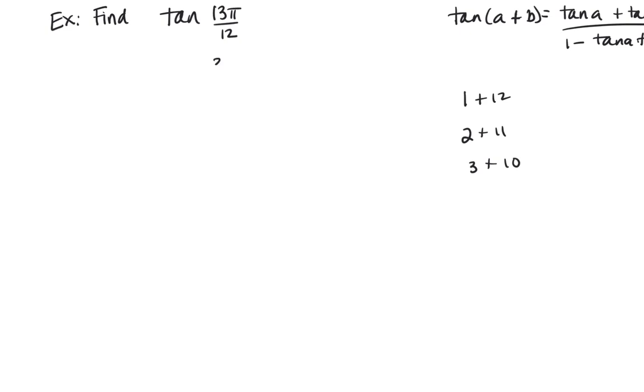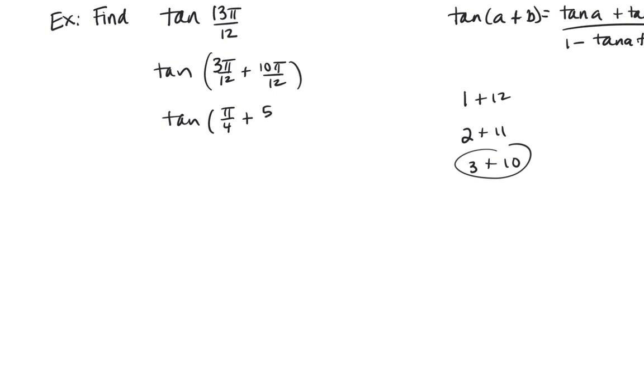I'm going to just try 3 pi over 12 plus 10 pi over 12. Those both add up to 13 pi over 12, which was our original problem. The reason I chose that way of doing the fractions is because 3 pi over 12 simplifies to pi over 4, which is on the unit circle. And then 10 pi over 12, those are both even, so that simplifies down to 5 pi over 6, which is on the unit circle. So try to figure out a way to write your sum or your difference so that those fractions simplify to numbers on the unit circle.